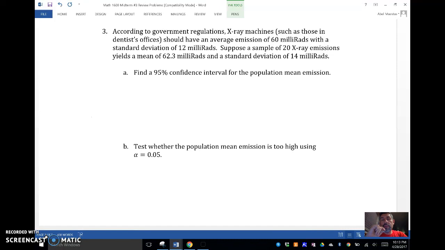Notice here, for those of you that are in my class, the problem has changed to 20 X-ray admissions, and that's because I originally had 31. And I did mention that if n was greater than 30, we can use a large sample size test for means. So I wanted to make sure I gave you a small sample size test for means so you can see that and we can discuss that, because that's what's going to be on the test.